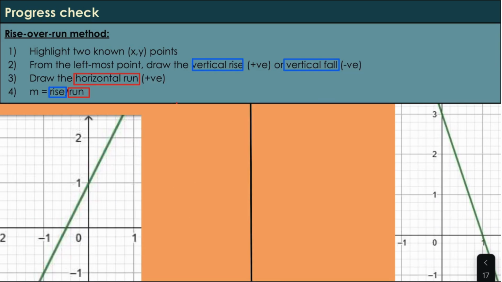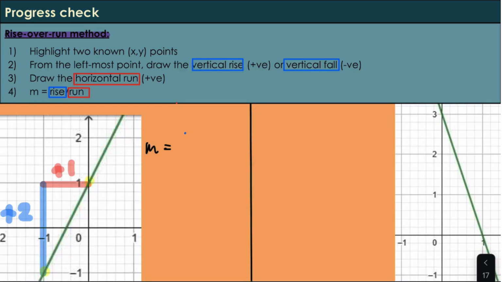Progress check. Have a go yourself, then check your answers with mine. We'll first practice the rise over run method. In this case, we're going to do a vertical rise. We do our vertical rise up. How many blocks up have we gone? We've gone up 2 blocks. Step 3, the horizontal run. We go across 1, +1.